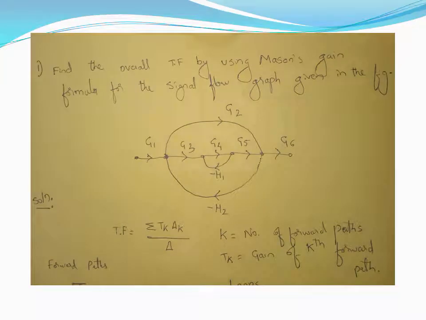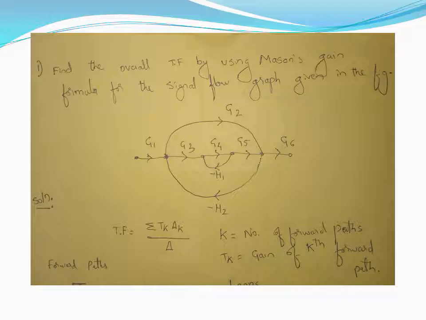First problem, find the overall transfer function by using Mason's gain formula for the signal flow graph given in the figure. So here we can see a signal flow graph is given. Starting with a source node, we have nodes 1, 2, 3, 4, 5 and 6, and the gain is written on top of the arrow, that is G1, G3, G4, G5, G6, G2, and we have feedback which is minus H1. There's one more feedback, minus H2, which represents negative feedback.